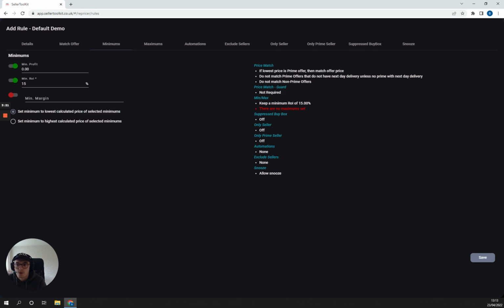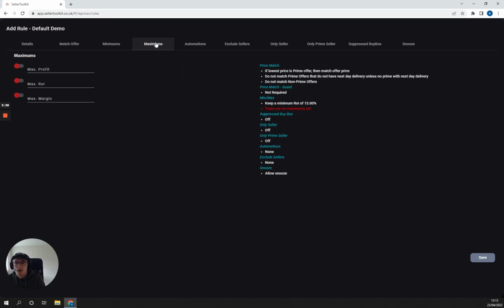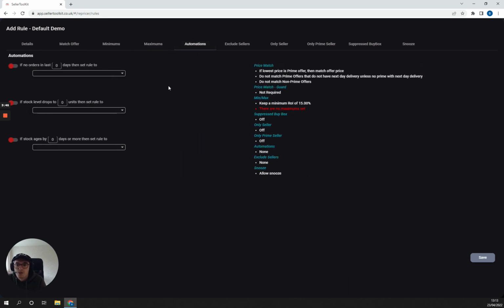So if I were to put £2 profit in here, and then you can set it to either the lowest of each of these or the highest of these. But yeah, I just go to the minimum ROI, keep it simple, and then you can see as we're creating these rules, it populates on the right hand side here. Maximums I don't bother with. I'm not sure why you would have maximums on your repricer. Automations will come to once we've got more than one rule set up.